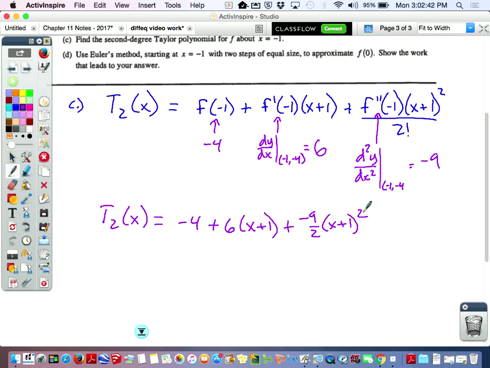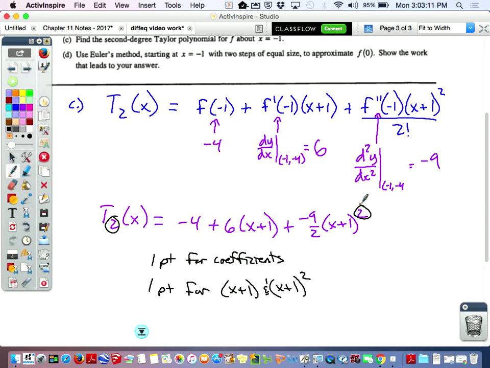This is a 2-point question. What they gave points for here was they gave points for all the right coefficients. So we'll say 1 point for the coefficients, and then 1 point for having the x plus 1 and the x plus 1 squared. So that means you're centered at the right spot and you got up to that degree of 2, which the question was asking for. So 3 points for part A, 2 points for part B, 2 for part C. That leaves us with 2 points for part D.